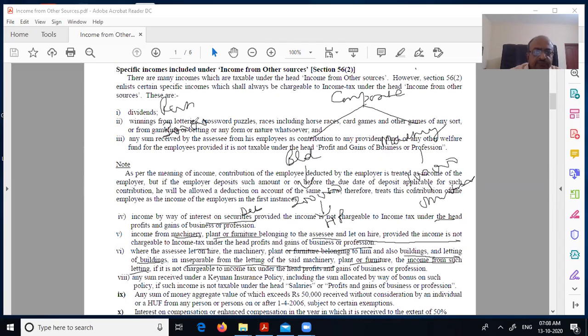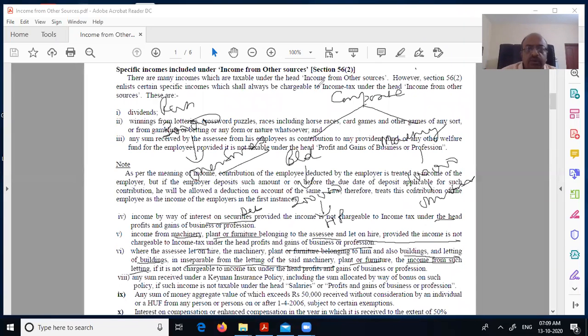But if there is no breakup and he's saying rent for both together is 3 lakhs, with no bifurcation given in the agreement, then the entire amount will be taxed under other sources. This is what it says, nothing else. So if he doesn't do this, other sources income will be more.